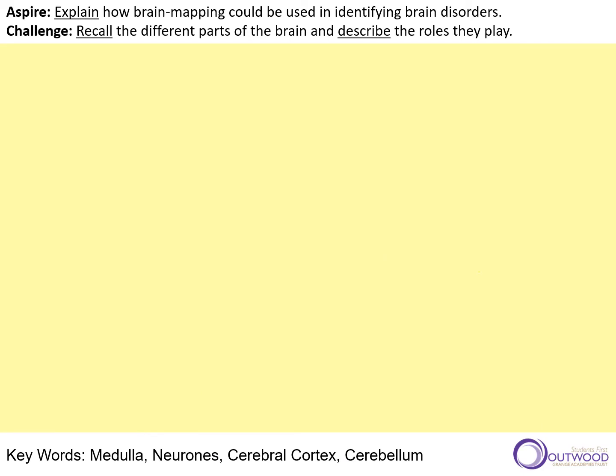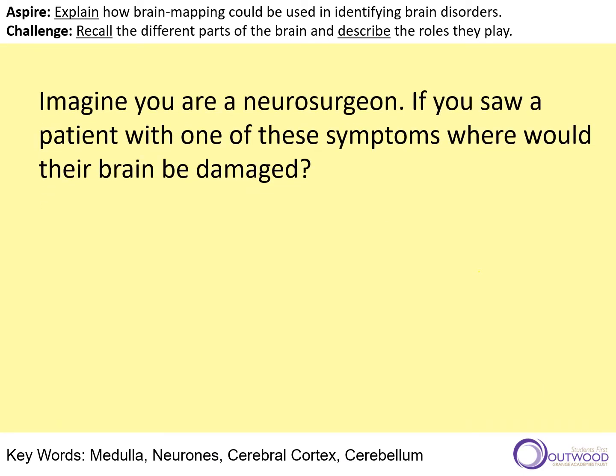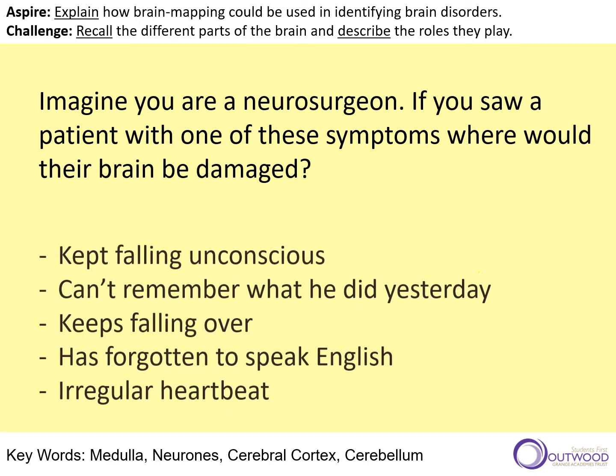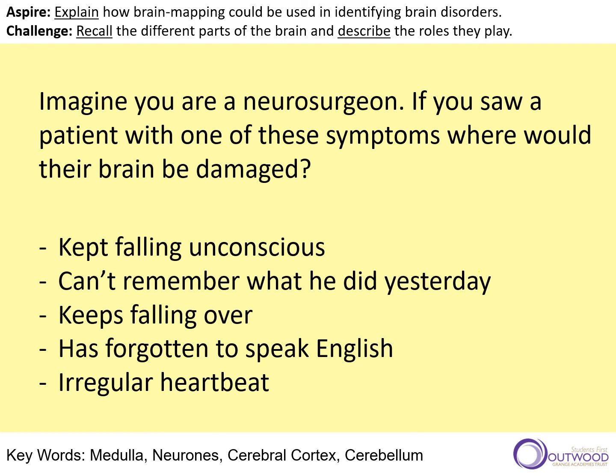What I want us to think about now is I want you to imagine that you're a neurosurgeon. And then if you saw one of these symptoms, where would their brain be damaged? So think about it. Think about how we've learned about the functions. Okay, so we've learned about the functions, about what each part of the brain does. Now what I want you to do is to relate one of those parts to one of these brain disorders. So we've got kept falling unconscious, can't remember what they did yesterday, keeps falling over, has forgotten to speak English, and irregular heartbeat.